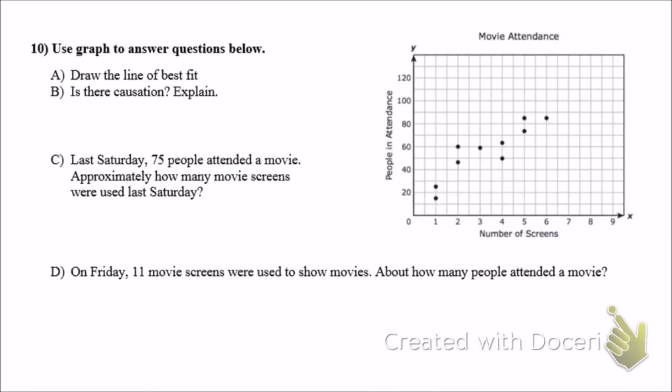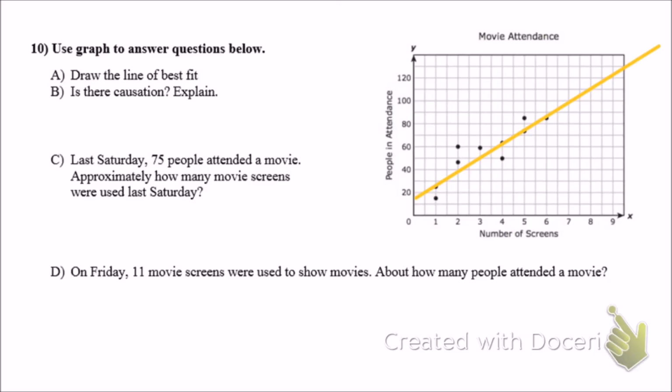Okay, on number 10, it says to use the graph to answer the questions below. And part A says to draw the line of best fit. So I'm going to put a line through my scatter plot. An average line, so this is without using any calculations and just based on what points I have, I'm going to make my average line look about like that. Okay. So to me, that's the average line.